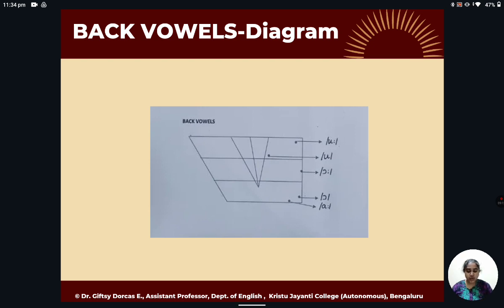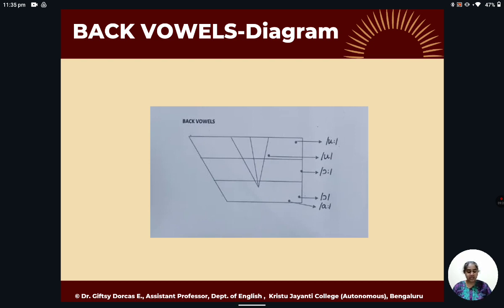Next is the short O sound. The short O sound is described as a back rounded vowel just above the open position, and it occurs initially and medially in the words ox and pot, but it does not occur in the final position.